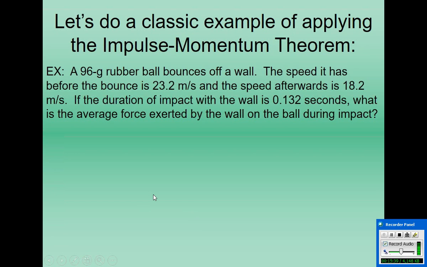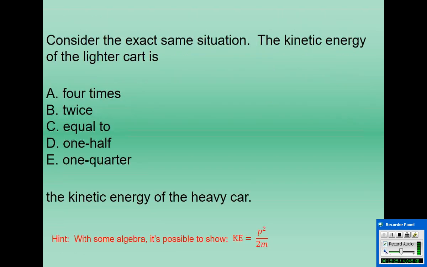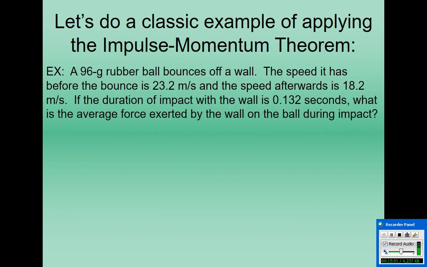Let's do some numbers using the impulse momentum theorem. A 96-gram rubber ball bounces off of a wall. Maybe it's a racquetball, one of those little blue balls, a bit smaller than a tennis ball, bounces off the wall. And the speed it has before the bounce is 23.2 meters per second, and the speed afterwards is 18.2 meters per second. And the ball is in contact with the wall for 0.132 seconds, a brief period of time. What is the average force exerted by the wall on the ball during impact?